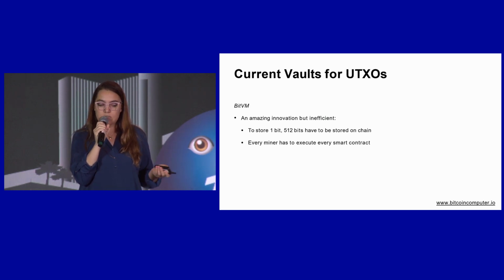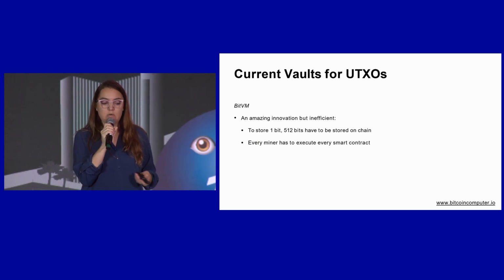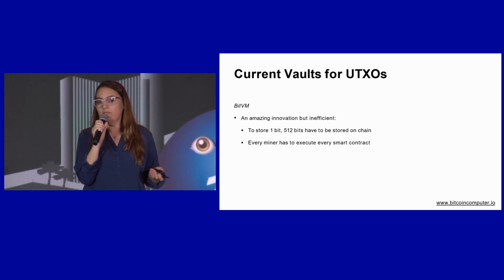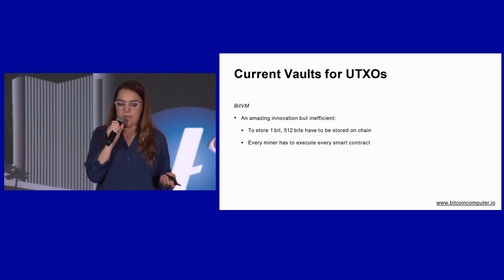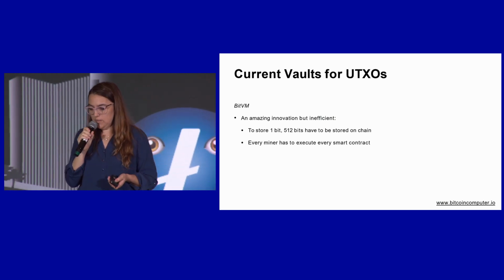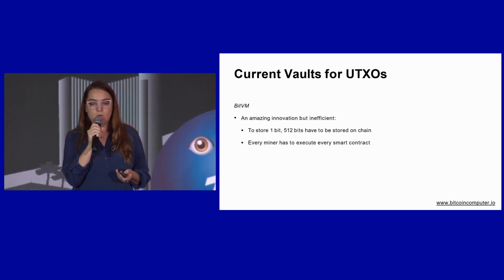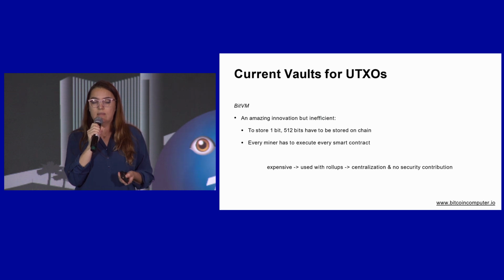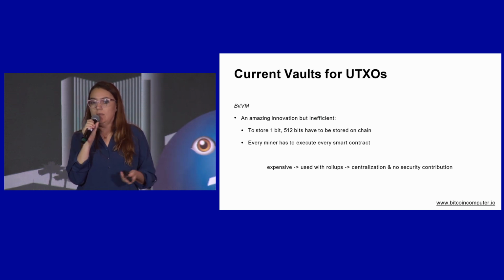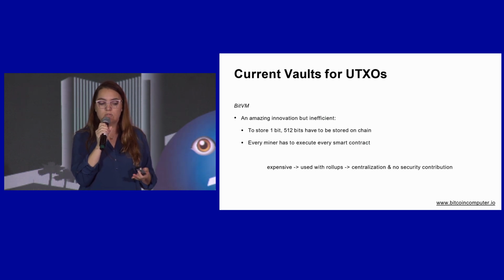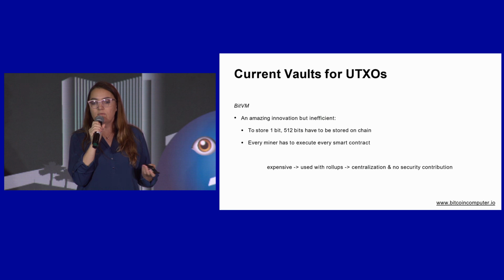First, the storage is inefficient, because to store one bit, we need 512 bits of Lamport signatures to be stored on-chain. The other inefficiency, which is not minor, is that every miner has to execute the contract. Due to these two inefficiencies, the system is expensive. In general, these solutions are used with rollups, which leads to centralization and does not contribute to the security of the L1, given that the fees are moved from the miners to the centralized rollup entity that validates the transactions.